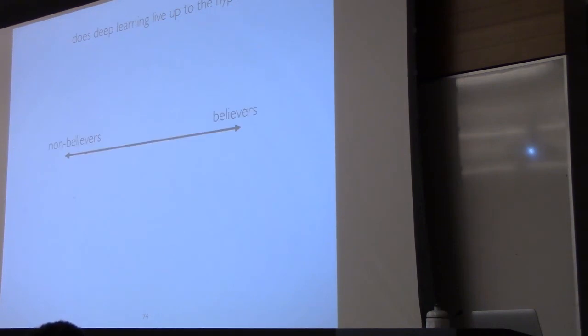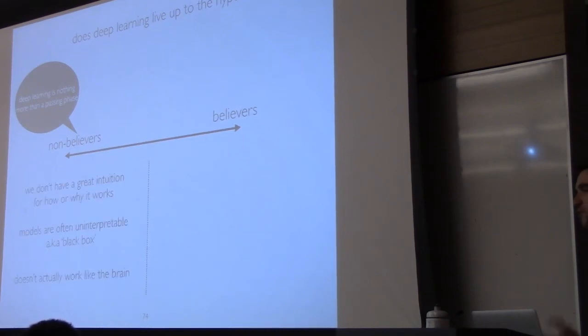So I want to just address a few arguments on both sides, and then we'll be out of here shortly. On the side of the non-believers, they say, this is just a passing phase. Deep learning, don't even get involved with it. It's nothing but trouble. And so their arguments are this, that we really don't have a good intuition for how it works. We don't have a good intuition for how it learns, that these models are just like black boxes, and it doesn't actually work like the brain. And despite what people will tell you, it's not actually working like the brain.